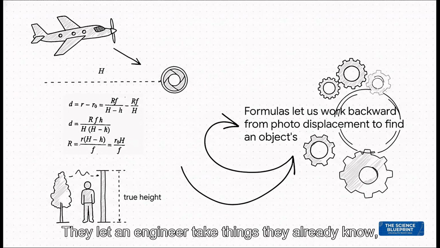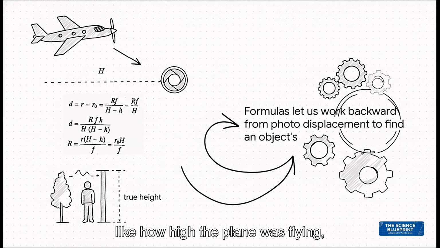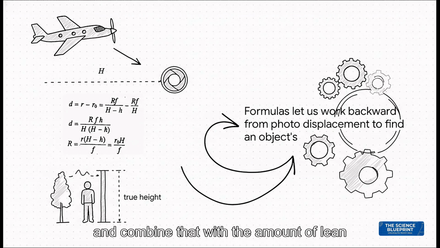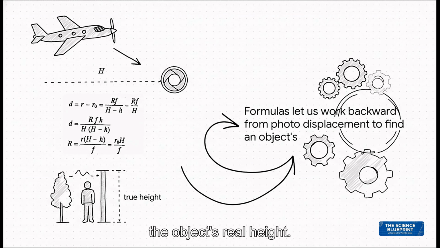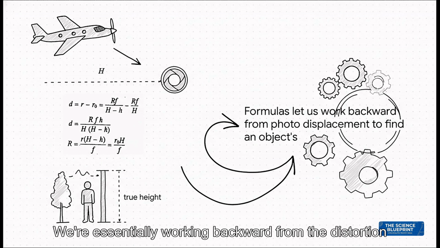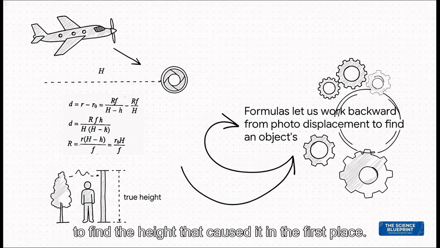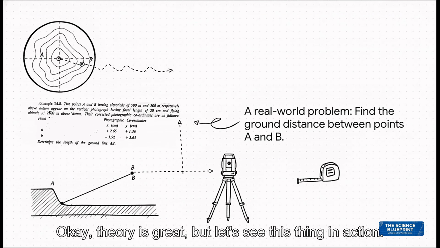They let an engineer take things they already know, like how high the plane was flying, and combine that with the amount of lean they measure on the photo, and then solve for the one thing they don't know, the object's real height. We're essentially working backward from the distortion to find the height that caused it in the first place. Okay, theory is great, but let's see this thing in action.